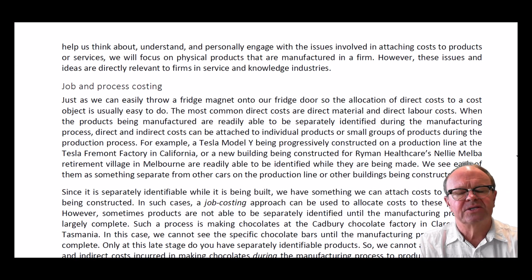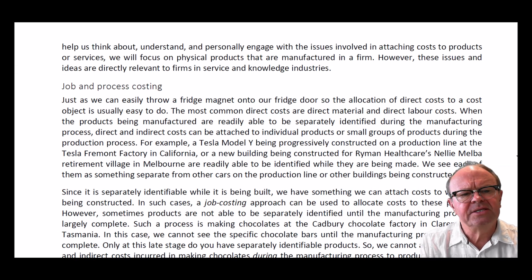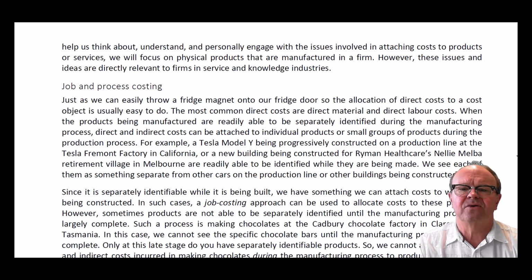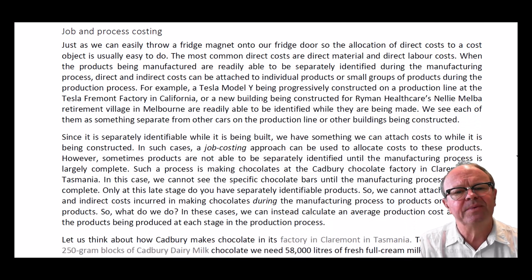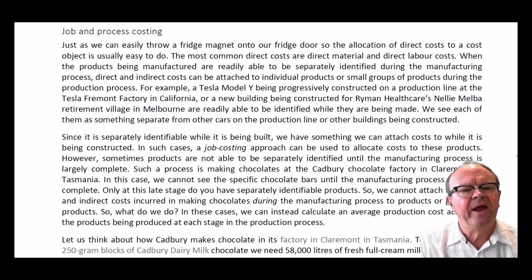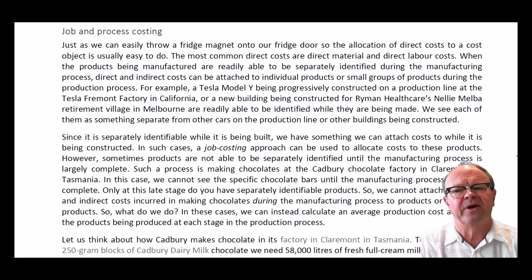Job and process costing. Just as we can easily throw a fridge magnet onto our fridge door, so the allocation of direct costs to a cost object is usually easy to do. The most common direct costs are direct material and direct labour costs. When the products being manufactured are readily able to be separately identified during the manufacturing process, direct and indirect costs can be attached to individual products or small groups of products during the production process.